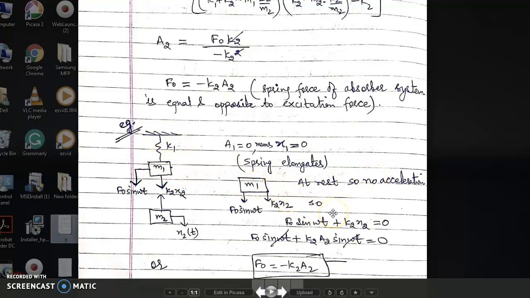If I apply Newton's second law, what will I get? F naught sin omega t plus K2 X2 is equal to 0. In place of X2 I can write A2 sin omega t, which I have assumed as the solution, and then I get F naught is equal to minus K2 A2. That is the same. So this kind of motion can be there.